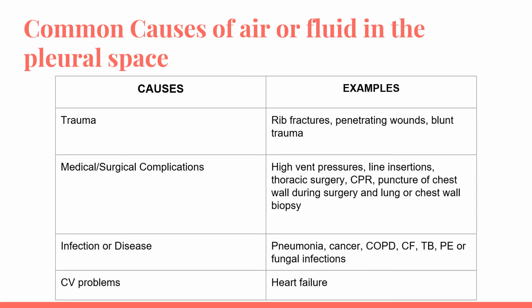Some of the different causes of having air or fluid in the pleural space. We had talked about this also in class. Trauma, I mentioned, rib fractures could be from more of a blunt trauma like a fall or auto accident. So the trauma itself, the rib fractures could also puncture the lungs from the same incident.